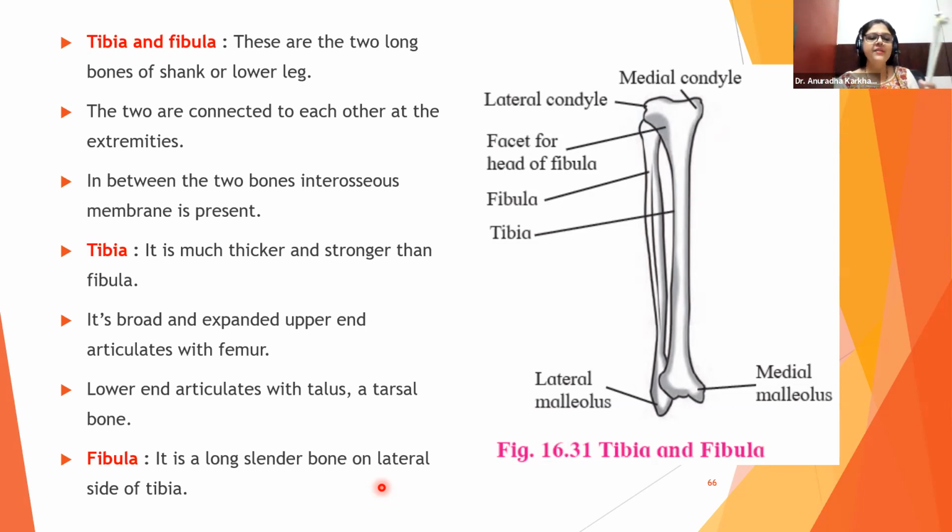Right? Fibula is a long slender bone on the lateral side of the tibia. So this is the long slender bone on the lateral side of the tibia. Got it?